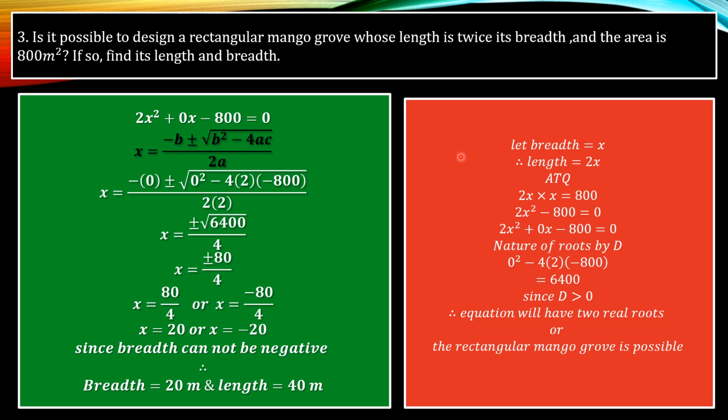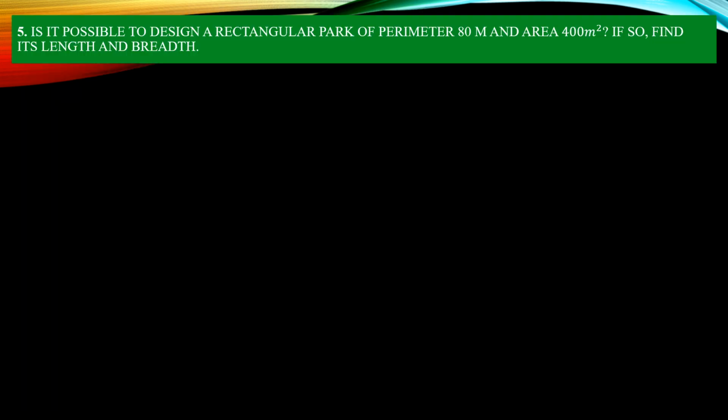Okay, so this is how the situation is first confirmed by the equation and its discriminant, the nature of roots. Then we solved it by this quadratic formula, right? Let's take one more condition and check whether it's possible or not. Just similar to the previous one, is it possible to design a rectangular park of perimeter 80 meter and area 400 square meters? If so, find length and the breadth.